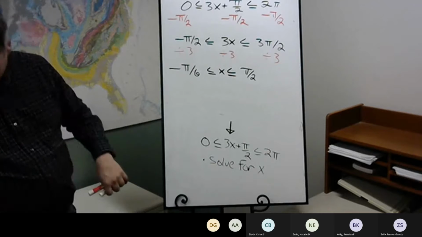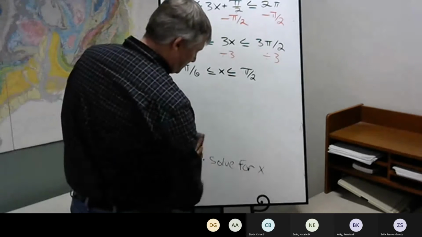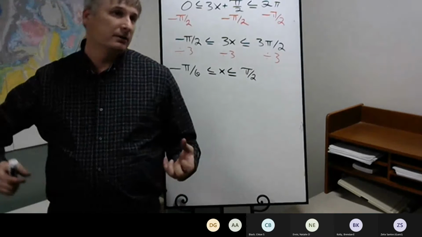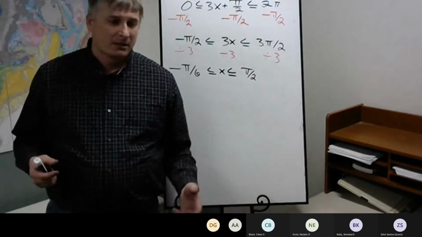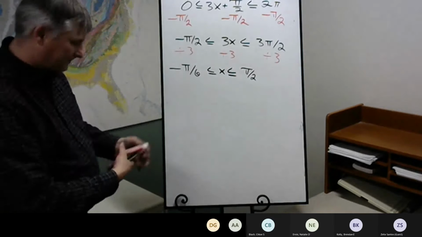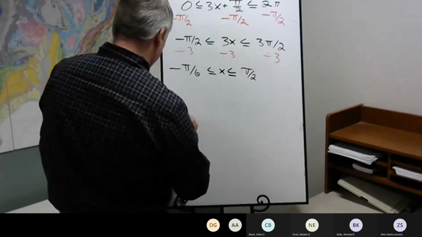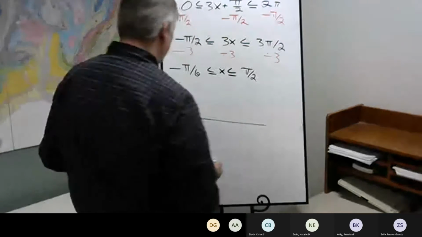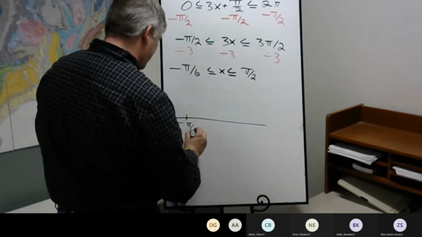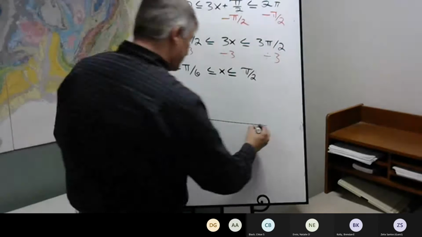Now, what is this saying? Well, our canonical period is from 0 to 2 pi. It's 2 pi units long. But this one is going to be from negative pi over 6 to pi over 2.